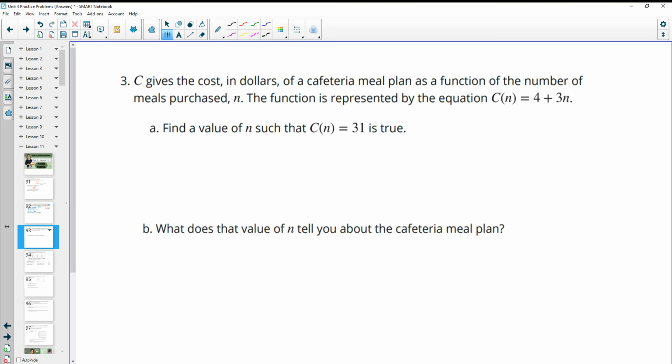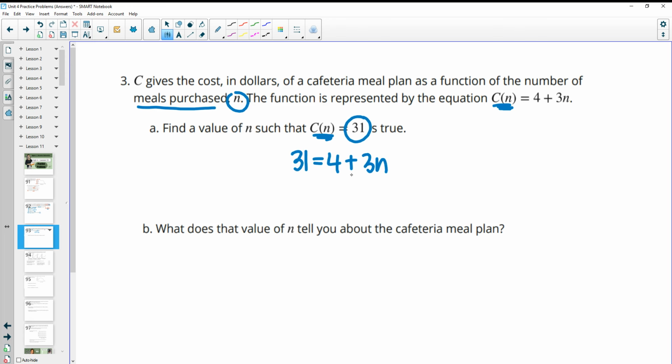Number 3, C gives the cost in dollars of a cafeteria meal plan as a function of the number of meals purchased, N. The function is represented by this equation. Find the value of N such that the cost of the number of meals is 31. So we can take C of N and plug it in right here. So we know C of N is 31, so we'll plug it in. So 31 needs to equal whatever 4 plus 3n is.